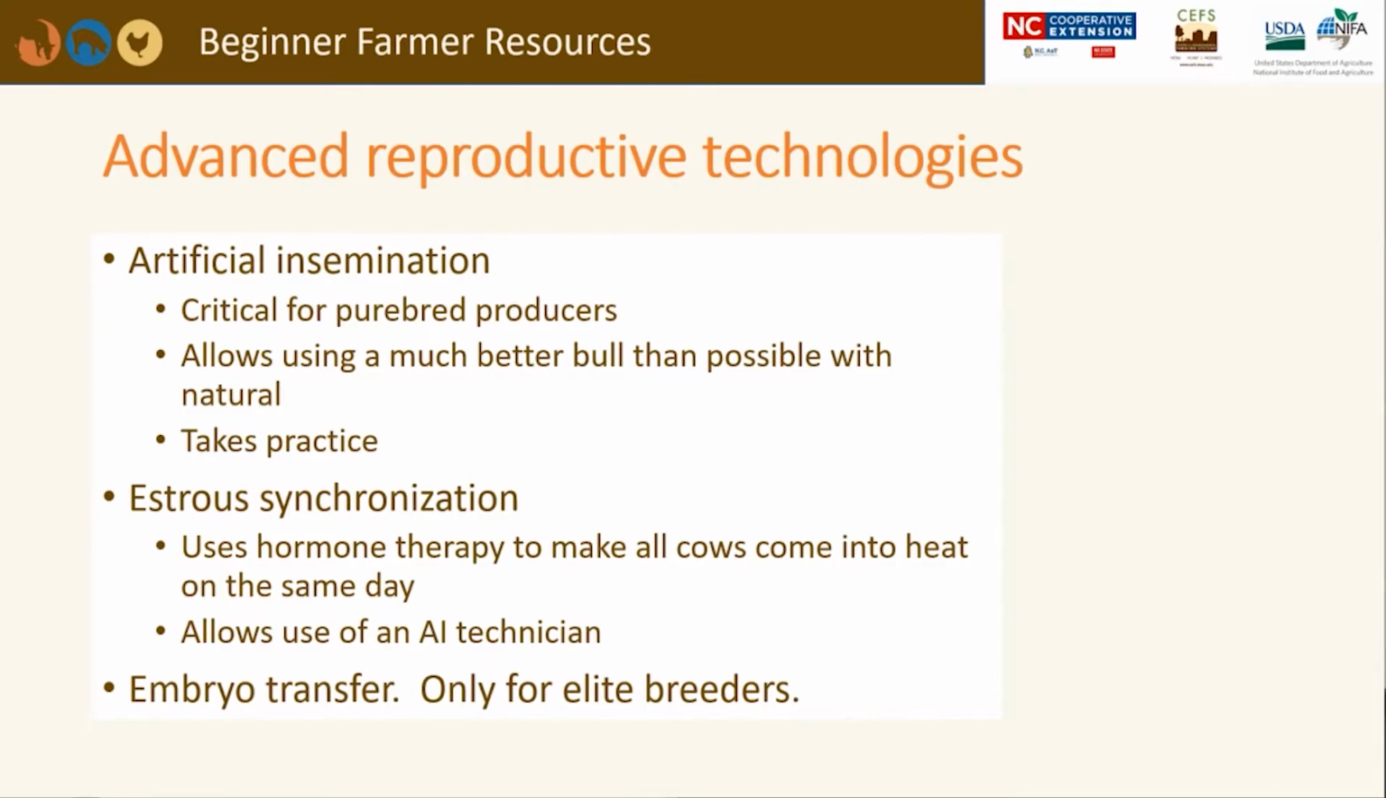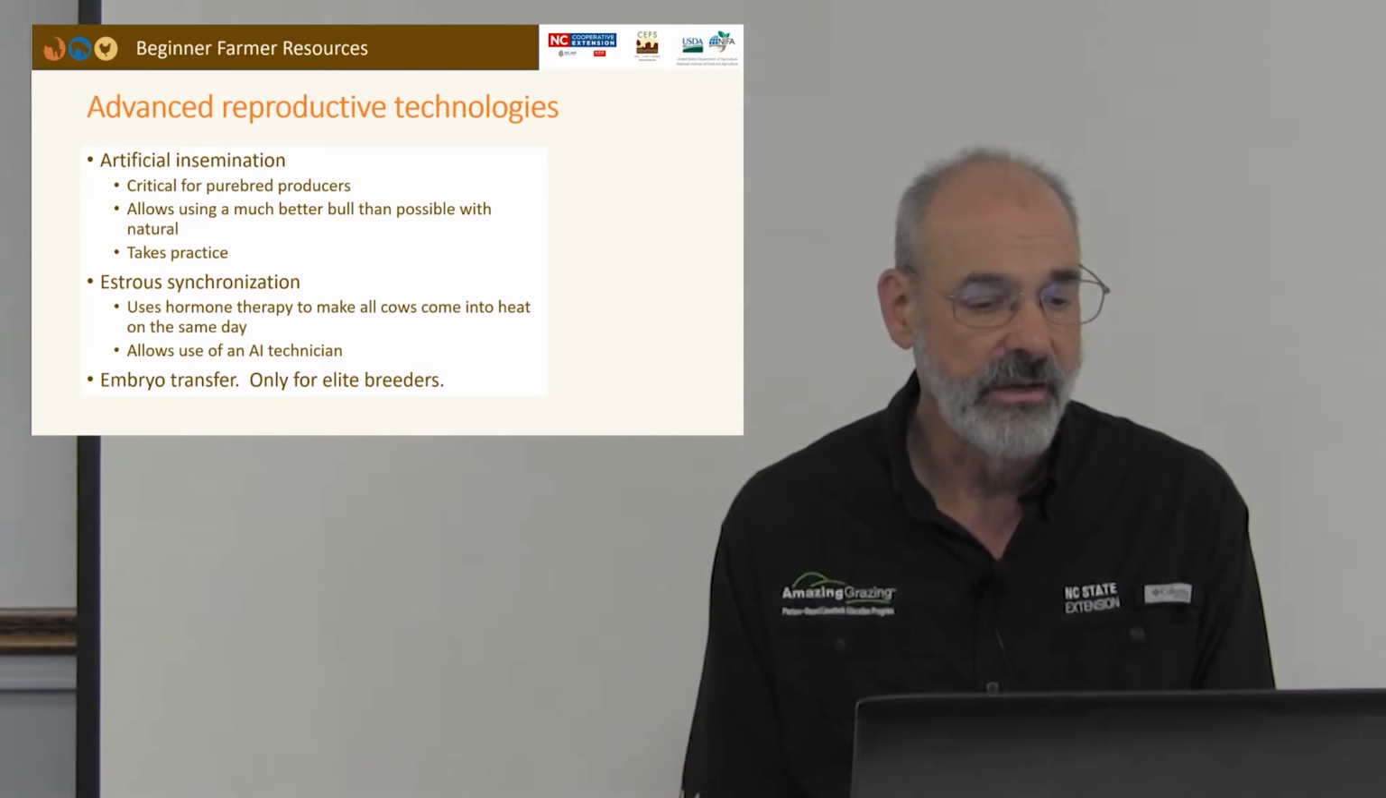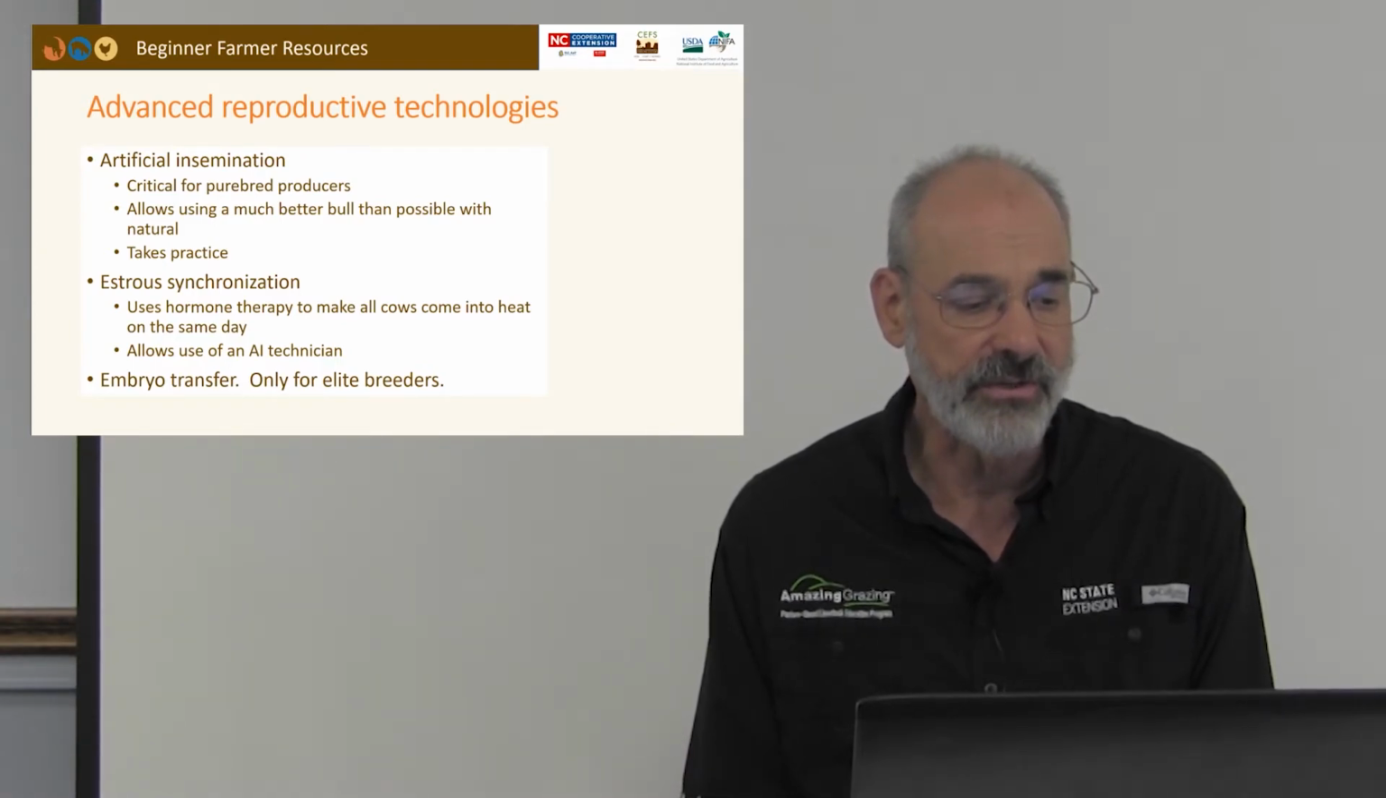So there are many advanced reproductive technologies I'm sure you have heard of being interested in beef cattle production. The first and perhaps most important one to us is artificial insemination. It is critical for purebred producers because it allows us to use a much better bull than would be possible with natural service or with using a live bull on our farm. Through AI, we can get some of the best genetics that are available in the country, and depending on the number of cows you're breeding, it's very often possible to reduce the number of bulls that you have to run, which helps with the expense of that artificial insemination.